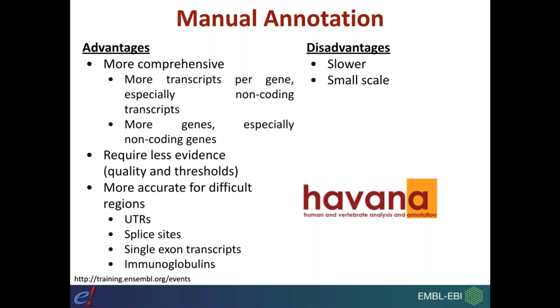First, it tends to be more comprehensive, so we get more transcripts per gene and also more genes per genome typically. And it has in particular value for regions of the genomes which are very difficult to annotate by automatic methods. For example, UTRs, splice sites, single exon transcripts, and also highly diverse regions such as immunoglobulins.